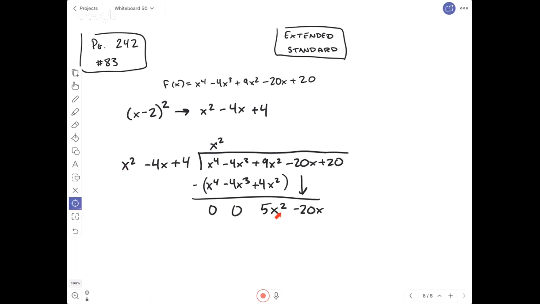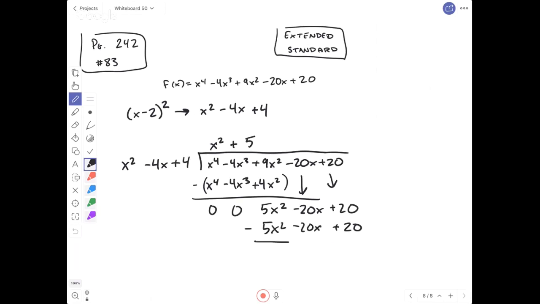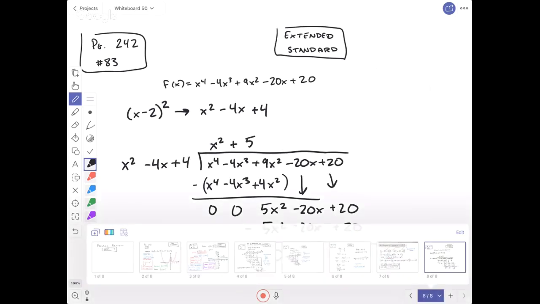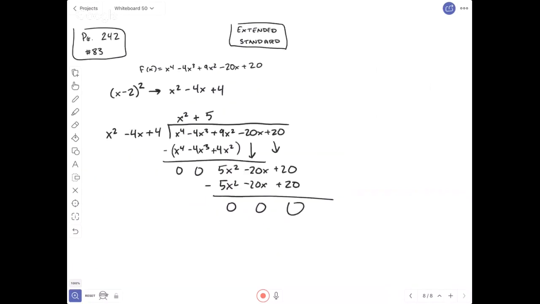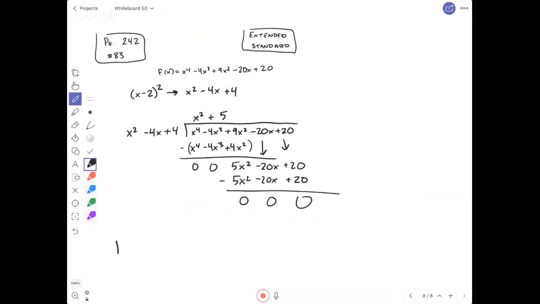X squared goes into 5x squared 5 times, plus 5. I'm going to bring down this as well while I'm at it. Plus 5 is 5x squared minus 20x plus 20. Subtract: 0, 0, 0. So I have just found that I could factor f of x, and it became x minus 2 squared times x squared plus 5.